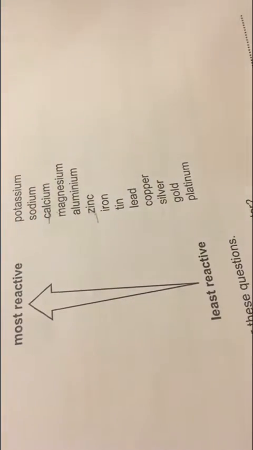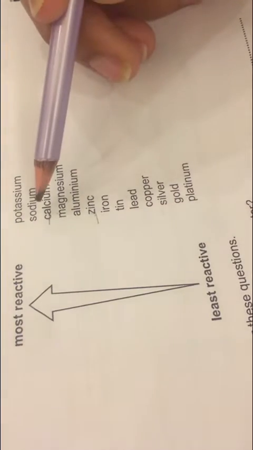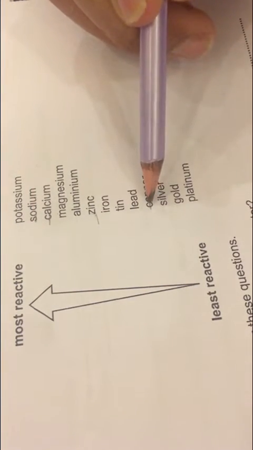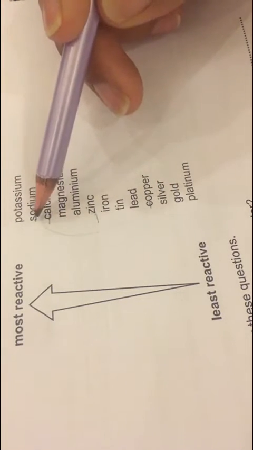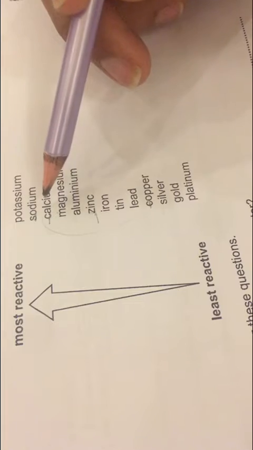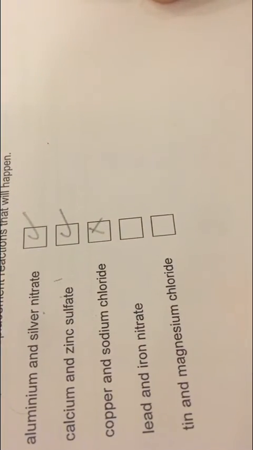Let's go to copper and sodium chloride. Let's see if copper is more reactive than sodium. Here is copper and here is sodium. Copper cannot displace sodium since it is less reactive than it. So the reaction doesn't happen.